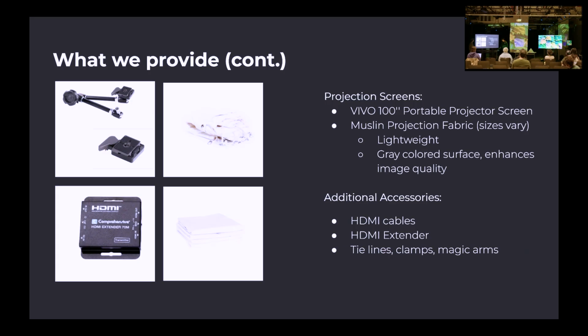So this is some other stuff that we provide. We provide all the things to project onto: our silks and muslins, which we have in white and gray. Gray is better for enhancing image quality. We also have additional accessories, including HDMI extenders, these clamps which we use to attach the Epson to the grid, and tie line, which is basically glorified shoelaces you use to attach loose cables onto the grid up there, and HDMI extenders too, which we'll get into in a second.